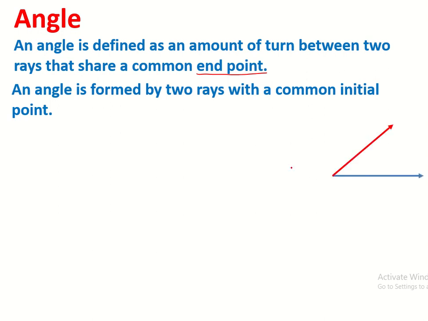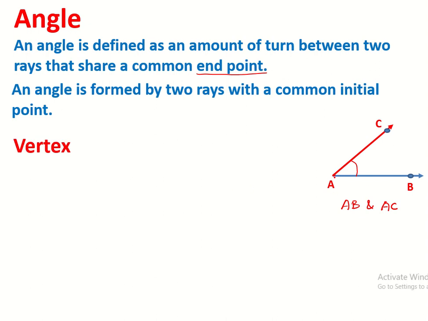We have two rays here, and these two rays are sharing a common endpoint. Let's name that endpoint as A. And then we will take two more points on the two rays as B and C. That means we have two rays here, AB and AC, which are forming this angle.